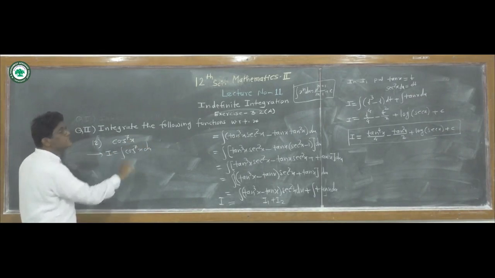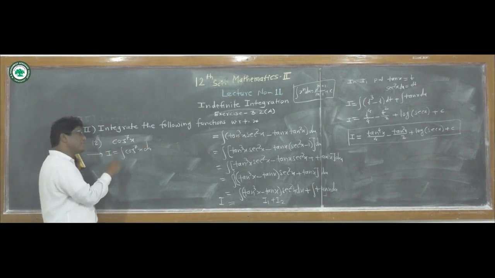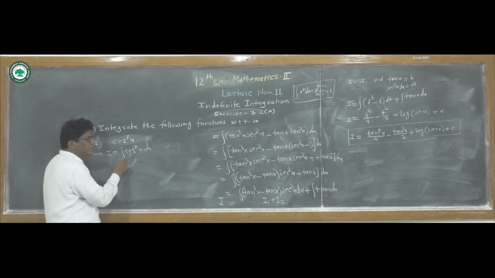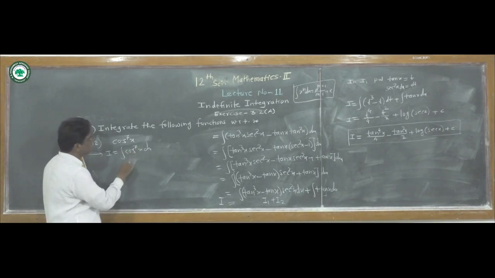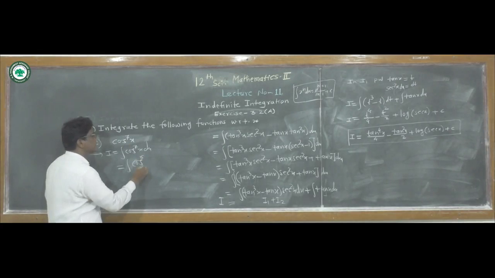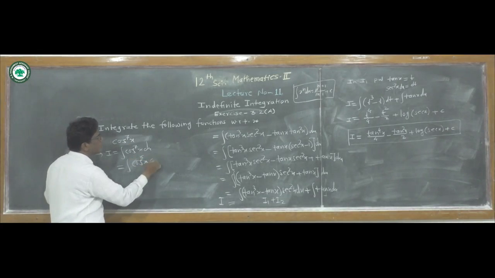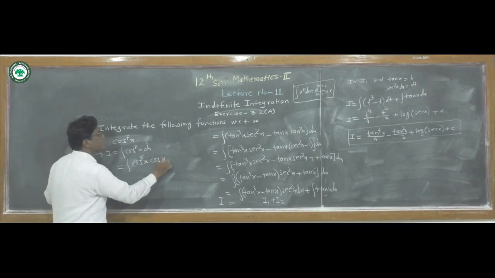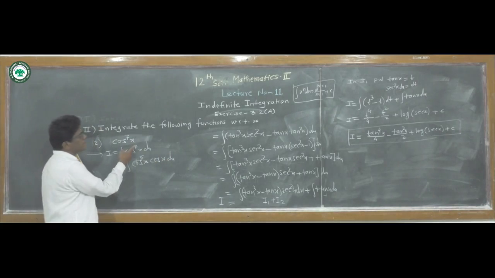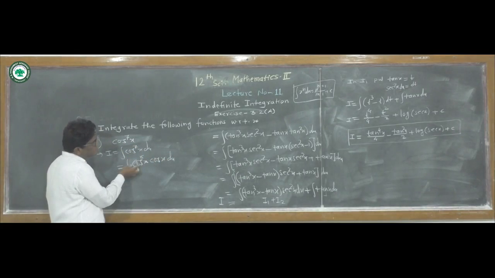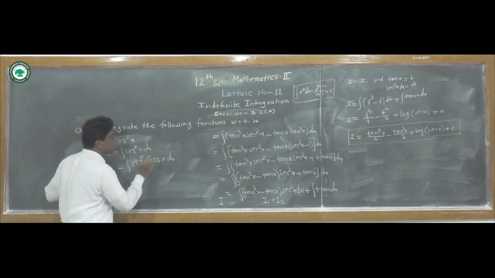Now here power is odd. When the power is odd, split it as an even power, taking one power from this term as a separate. So we write this 7 as 6 plus 1, that is cos to the power 6x, and cos raised to 1x dx. Here there is no need to write 1. So we write 7 as 6 plus 1, so cos raised to 6x into cos x dx.